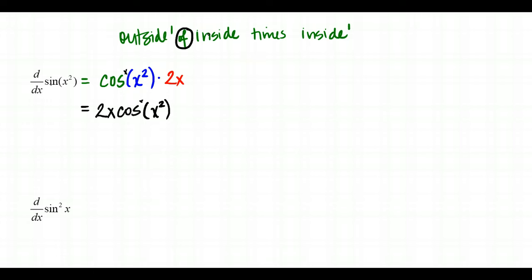And that is not correct, and that's why this is probably the most important word: outside prime of inside, and then times inside prime. So I don't want to sneak that extra x in there that doesn't actually belong there. So that should not be there. So the final answer is 2x times cosine of x squared.